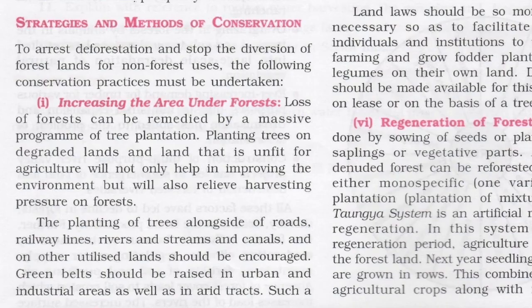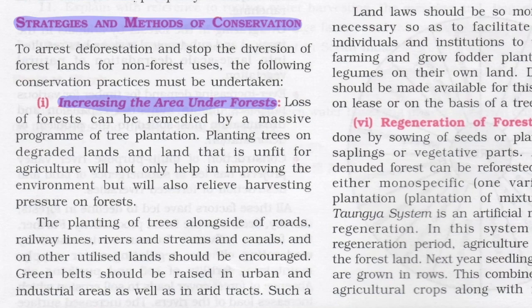Let's discuss the strategies and methods of conservation of the forest. To reduce deforestation and stop the diversion of forest lands for non-forest uses, the following conservation practices must be undertaken. Increasing the area under forest: loss of forest can be remedied by a massive program of tree plantations, like celebrating Vana Mahotsav Day and so on. Plant trees on degraded lands and also on land that is unfit for agriculture, so that it improves the environment and relieves the harvesting pressure on the forest.